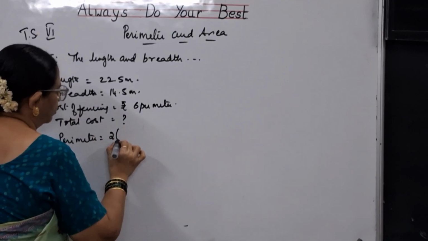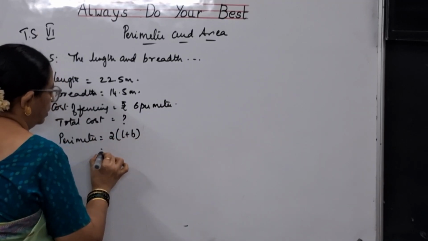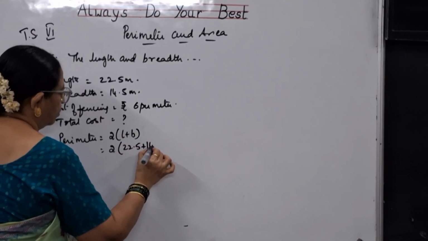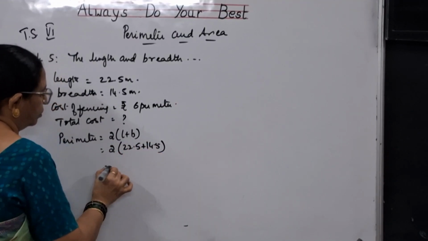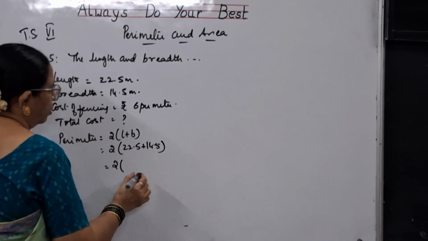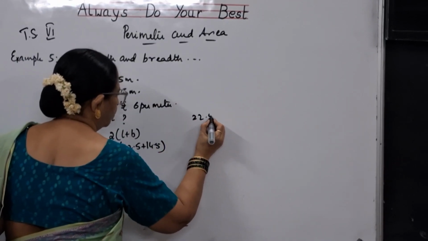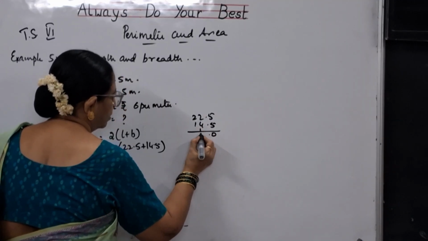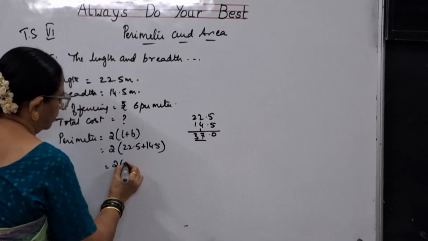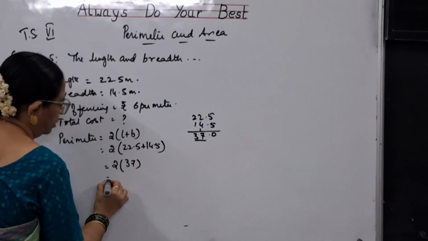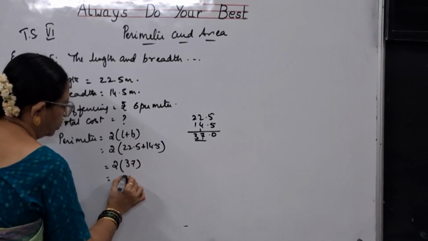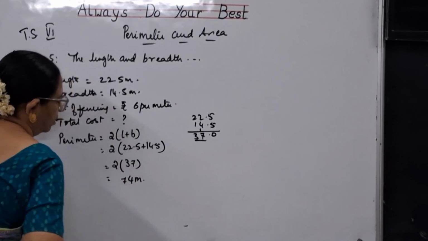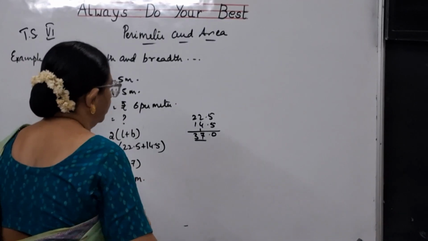Perimeter is equal to 2 into (L plus B). That is 2 into (22.5 plus 14.5). So, 2 into how much? 22.5 plus 14.5 is 37. That means 2 sevens are 14, 2 threes are 6, 1, 74. 74 meters is the perimeter.